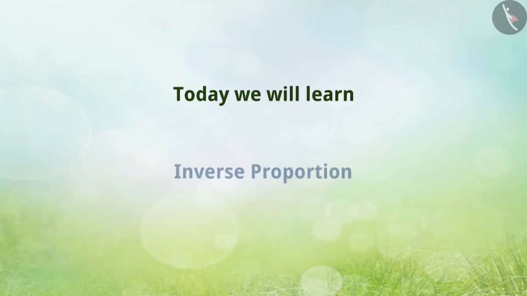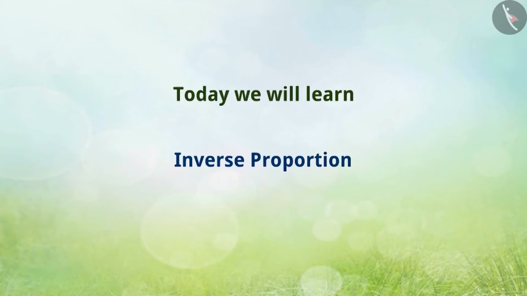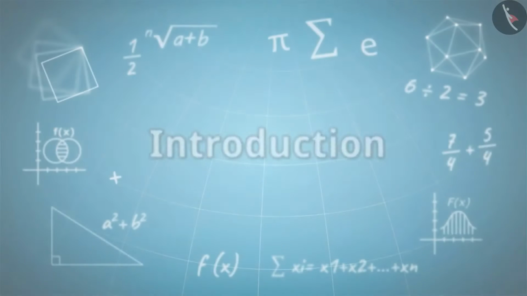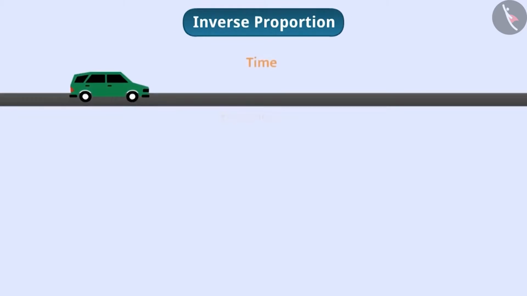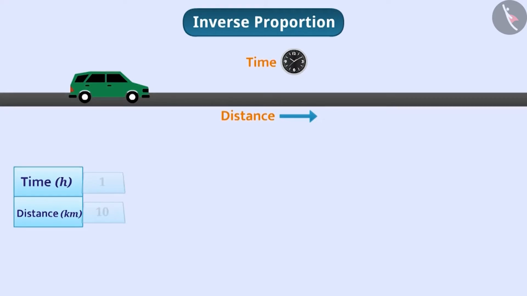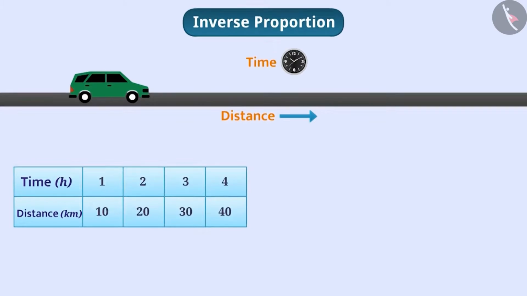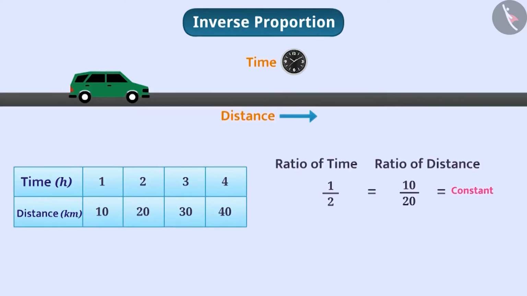Today we will learn about inverse proportion. In the previous video, we discussed the situation when two quantities simultaneously increase or decrease in such a way that the ratio of their corresponding values remains constant. In such a situation, we say that the two quantities are in direct proportion. Now, let's look at the opposite.